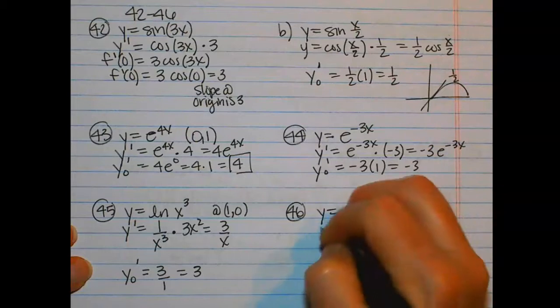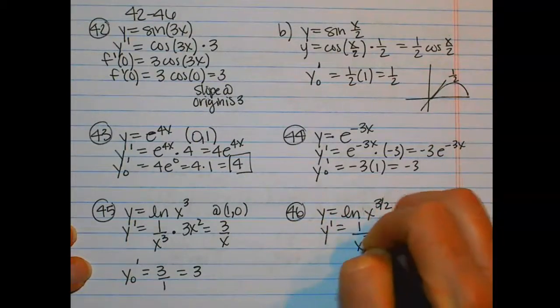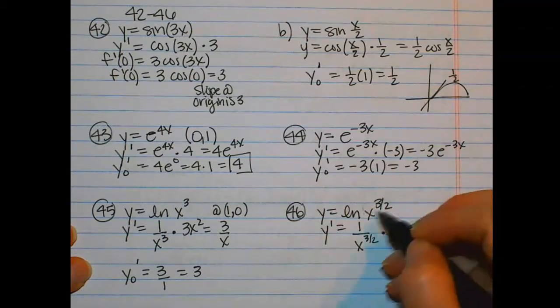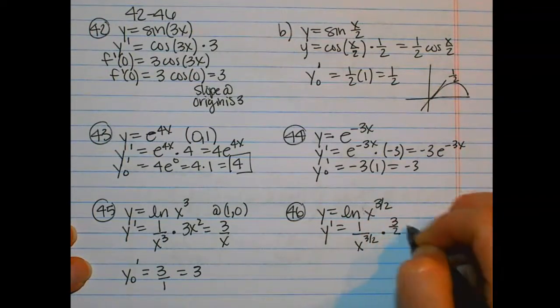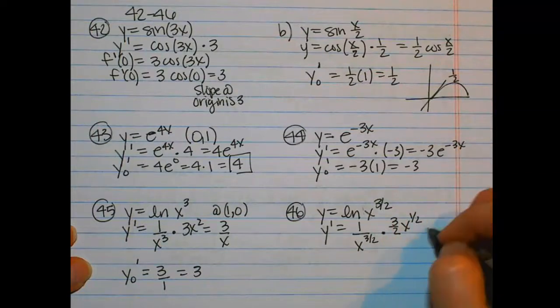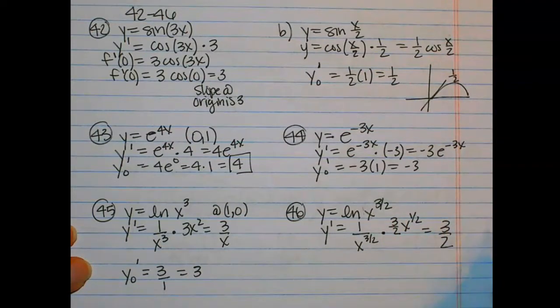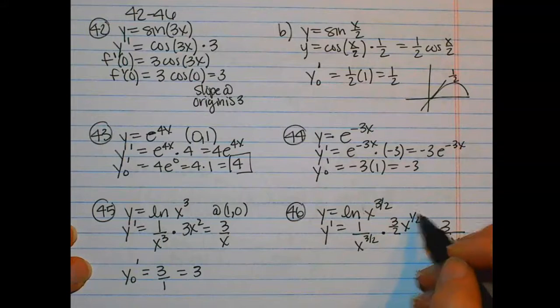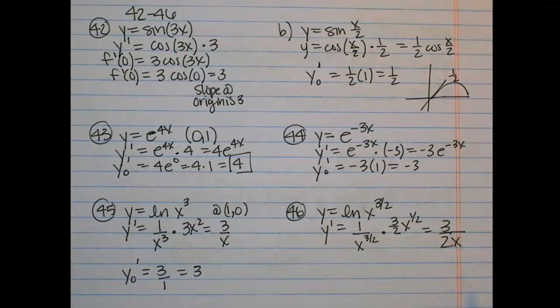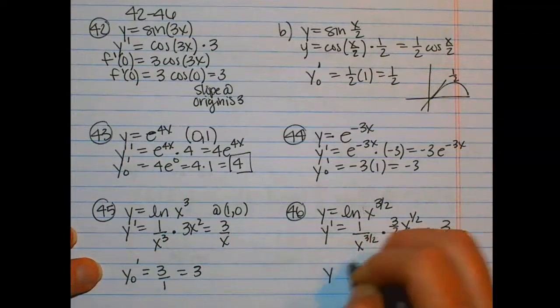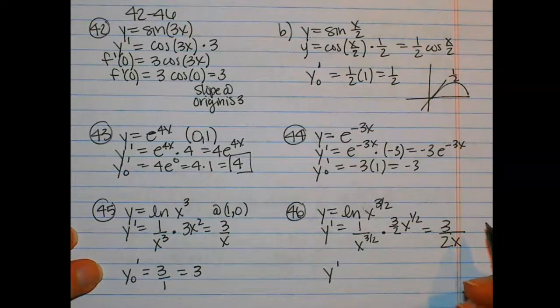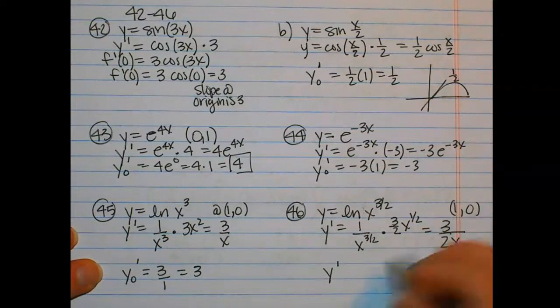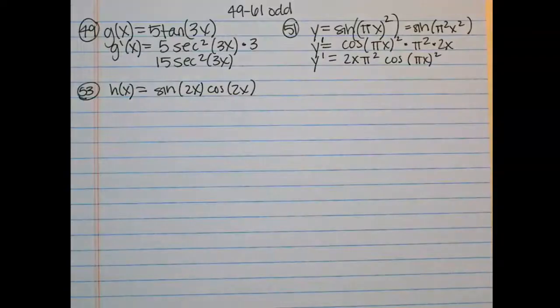Here, I haven't done this one yet, so y prime equals 1 over x to the 3/2 times the derivative of x to the 3/2, which is 3/2 x to the 1/2, and that simplifies to 3/2 and then x in the bottom, because we subtract those, we get an extra 2 over 2 in the bottom. If we plug in 1, we get 3 over 2. So 46. Okay, this next group you can pause and check 49 and 51 if you'd like.